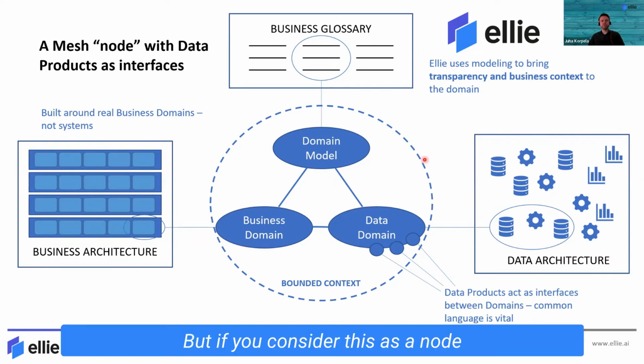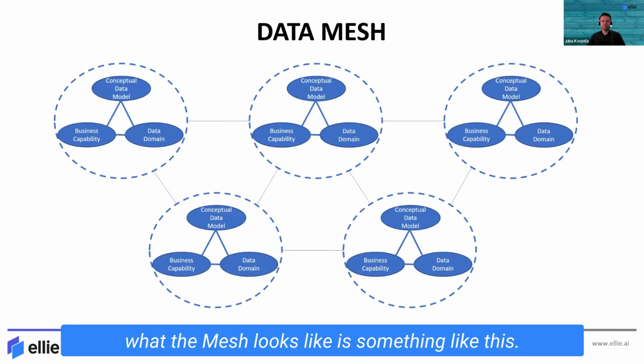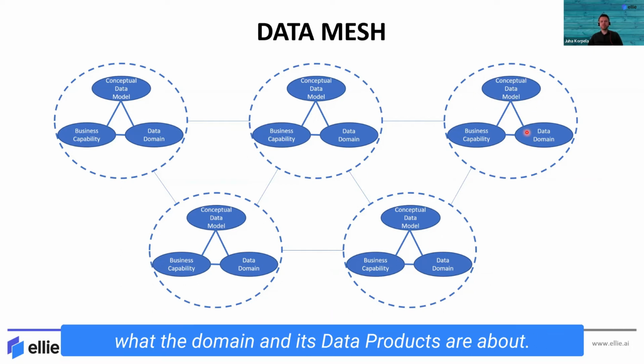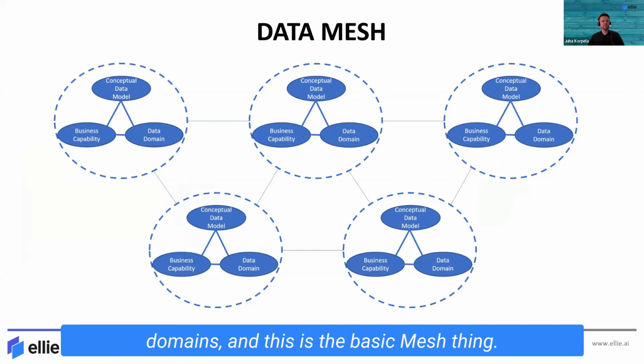But if you consider this as a node of the mesh covering one domain or two, depends how you want to build that, what the mesh looks like is something like this. So you have your nodes here, all with their business capabilities, their data domains, and the models describing what the domain and its data products are about. And then these data products are shared between domains. And this is the basic mesh thing, how data is shared. It's shared via these products.